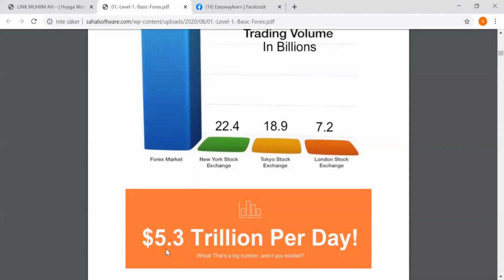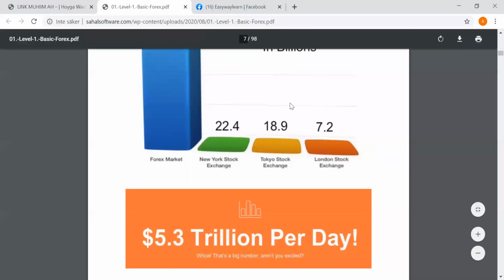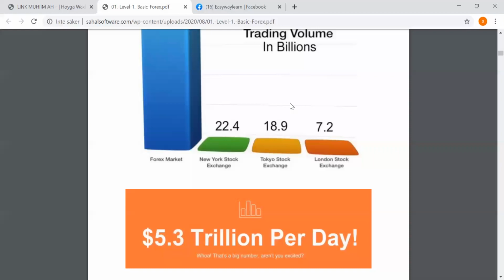So if you are excited to participate in this market, you can write in the chat 1-1 if you are very excited to be a part of this market. But remember, the only thing you need if you want to participate in this market is the skill set. You must have the skill.